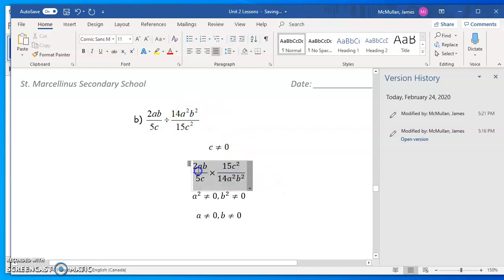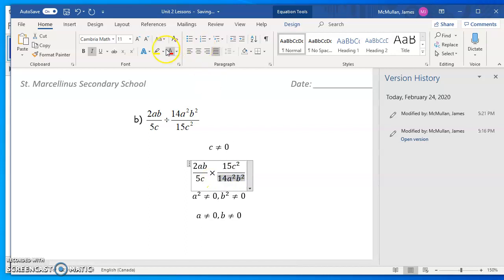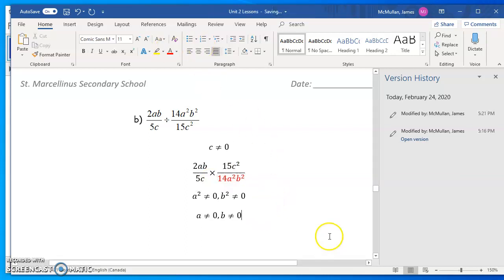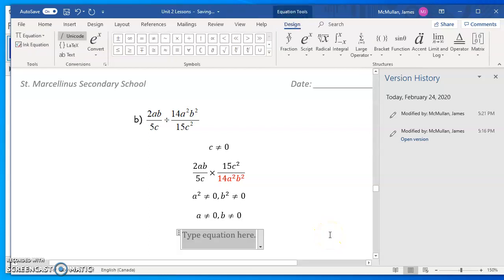So when you flip it over, it'll draw your attention to this: C can't be 0 because of the way the question is written, and then A and B can't be 0 because they're in the denominator now, once we flipped it over to do our multiplication. So again, just be careful about that. To finish this question, you multiply the top, you get 30ab c squared. On the bottom, you get 70, 5 times 14 is 70, and then c, and let's put a squared b squared on the bottom.